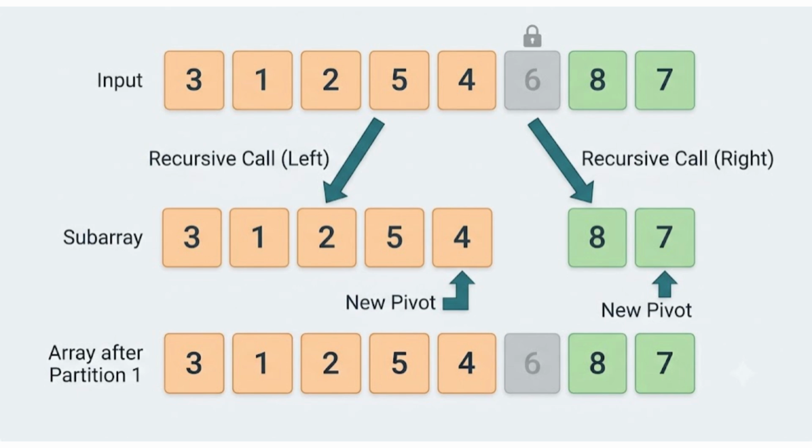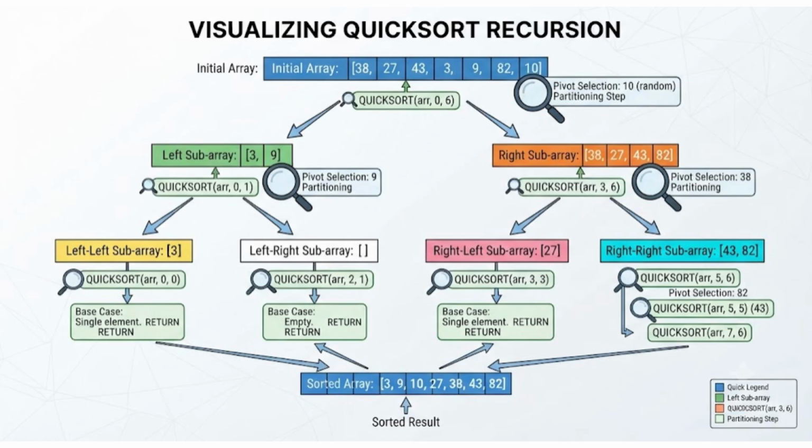Quicksort recursion works by choosing a pivot, partitioning the array around it, and then recursively sorting the left and right parts. The recursion stops when a subarray has 0 or 1 element because that is already sorted. A simple way to picture it is this: pick one element as a pivot, move all smaller elements to the left and all larger elements to the right. Call quicksort again on the left side and the right side. Keep repeating until the pieces become too small to split.